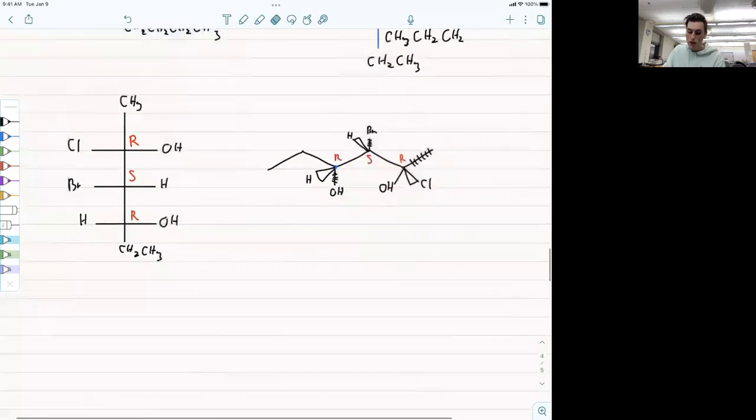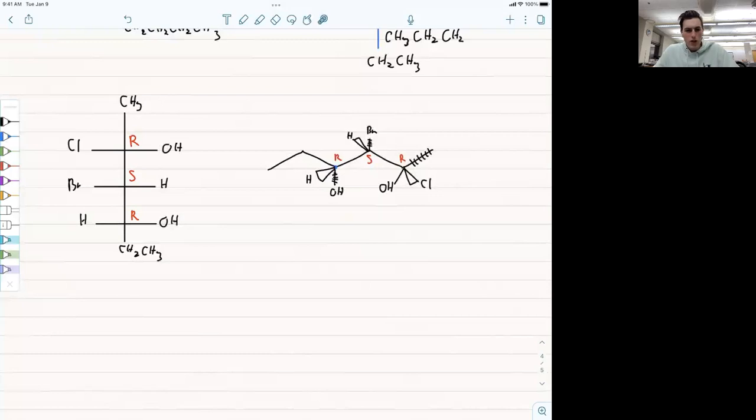Now I know that this is the hexane version of my Fischer projection. So that's how you do both: you draw the hexane chain, as well as find the R and S of a Fischer projection.